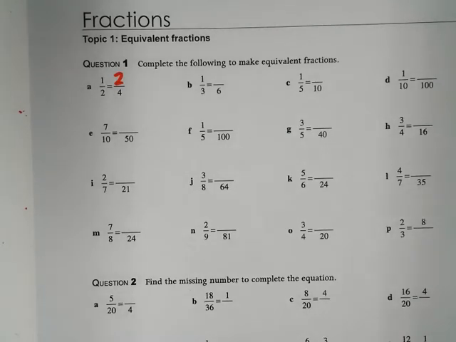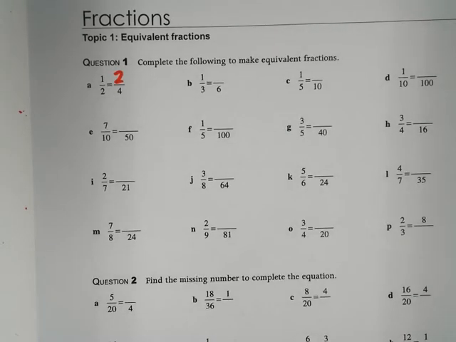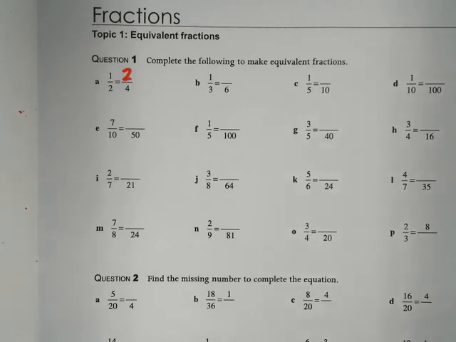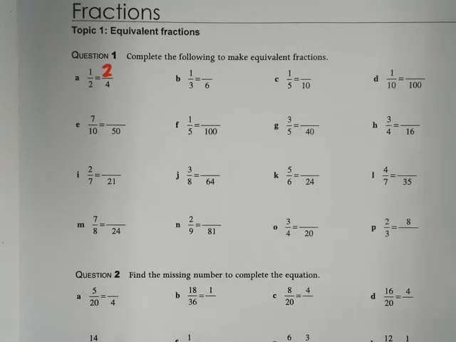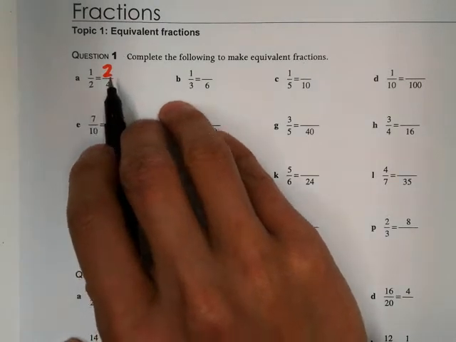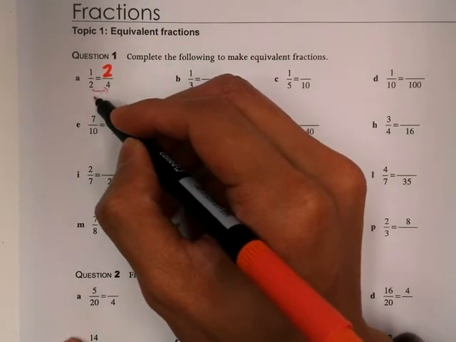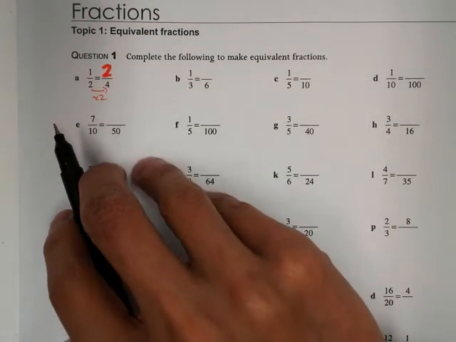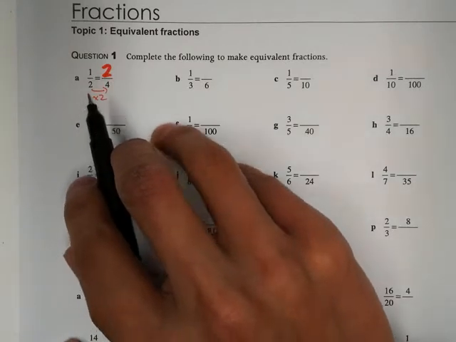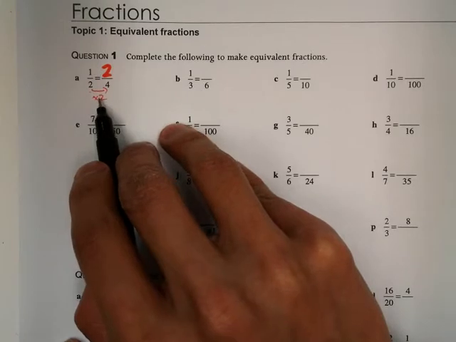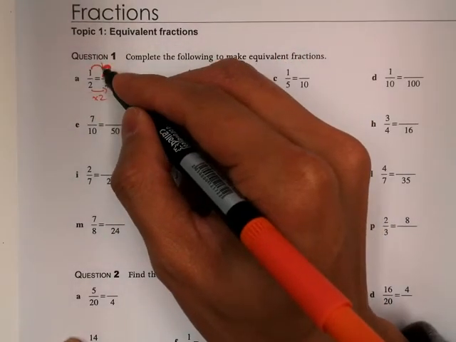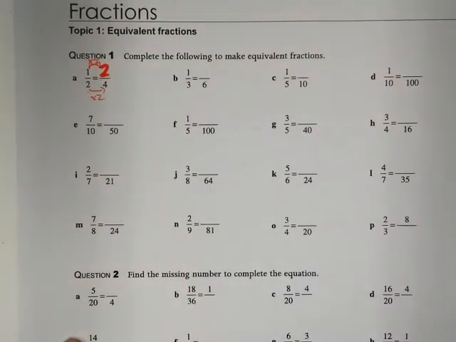The first question is about equivalent fractions. Equivalent fractions mean two fractions represent the same thing, the same number, the same amount of objects, but by using different numbers. So what we can do is use multiplication or division. Let's see the denominator, because from 2 to 4 we multiply by 2. So in order to find the numerator we need to multiply by 2.